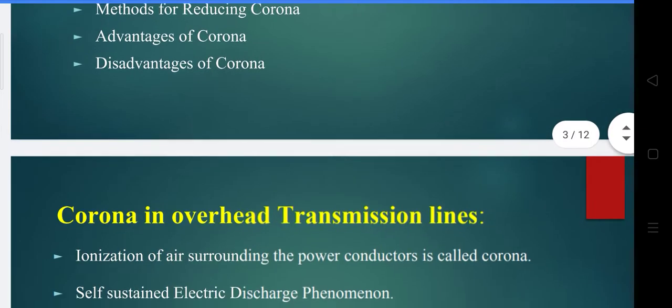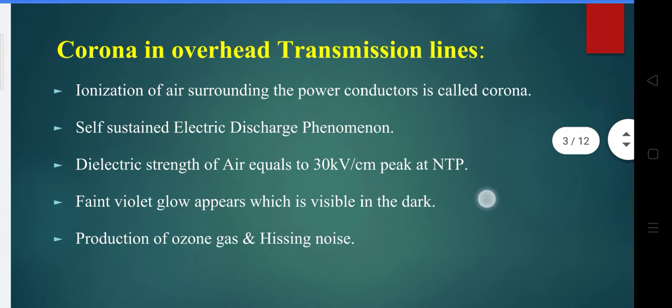First, we are going to see corona in overhead transmission lines. Corona is nothing but the ionization of air surrounding the power conductors. It is a self-sustained electric discharge phenomenon. The dielectric strength of air is 30 kilovolts per centimeter peak at NTP. It looks like a faint violet color. The glow is visible in the dark, with production of ozone gas and a hissing noise.